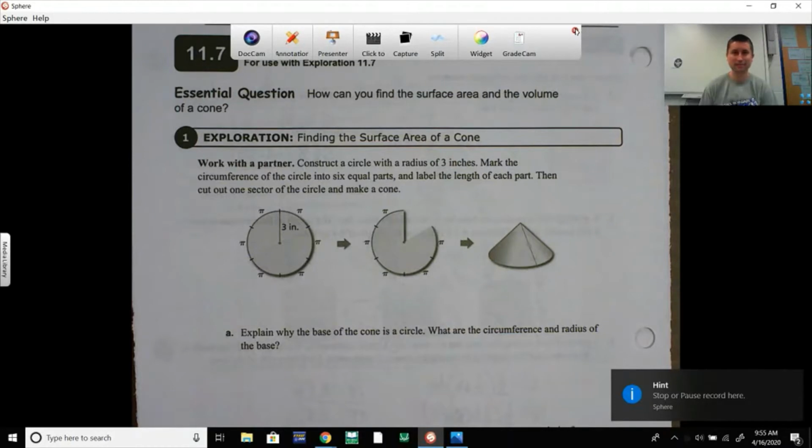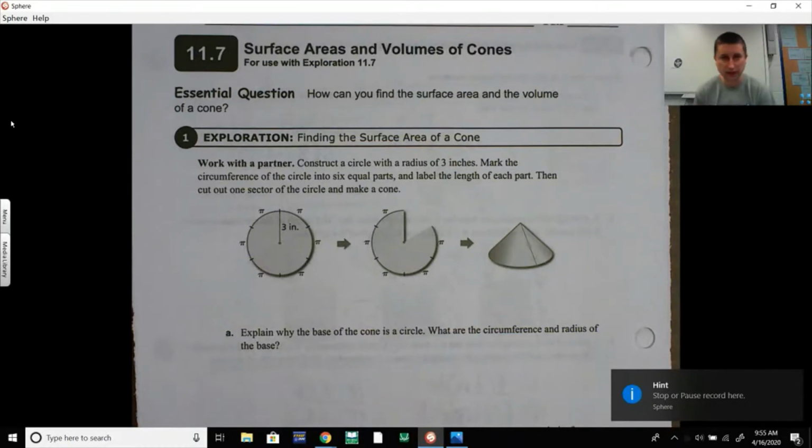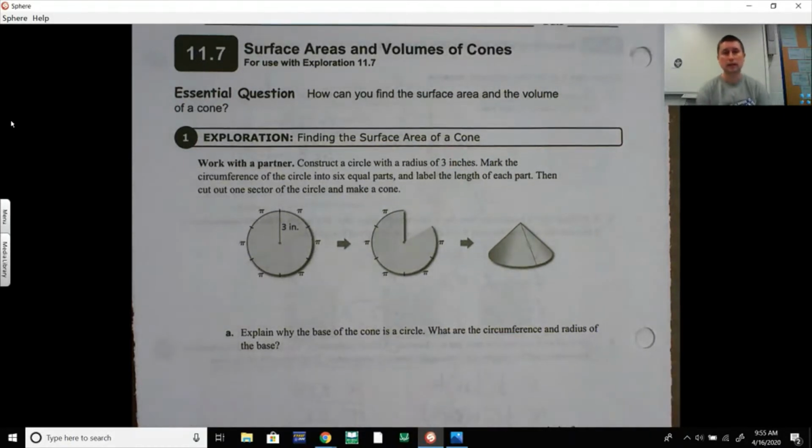Hello, geometry. 11.7, surface areas and volumes of cones. So the last lesson was just the volume of pyramids. One before that, the volume of prisms and cylinders. This one's going to look at cones. And then the last lesson looks at spheres, surface area and volumes of spheres.